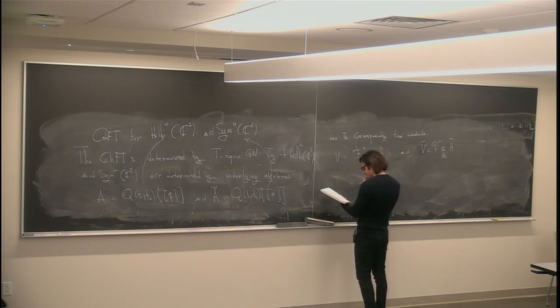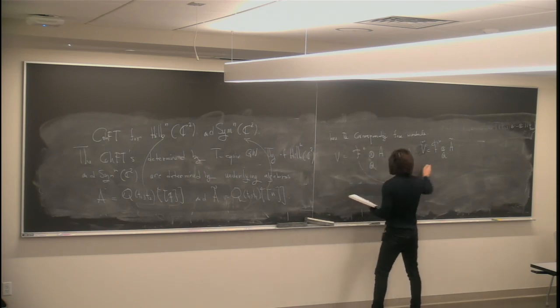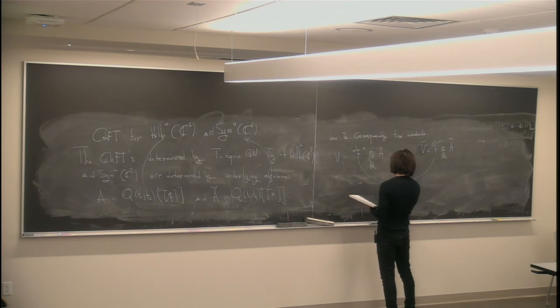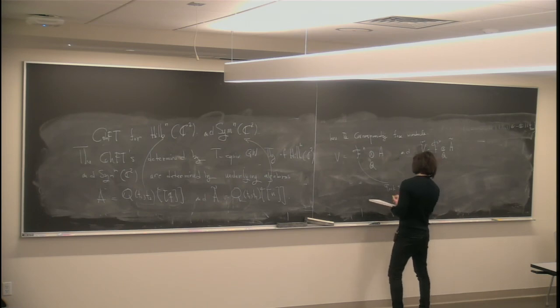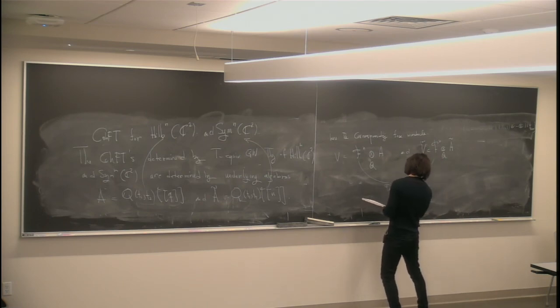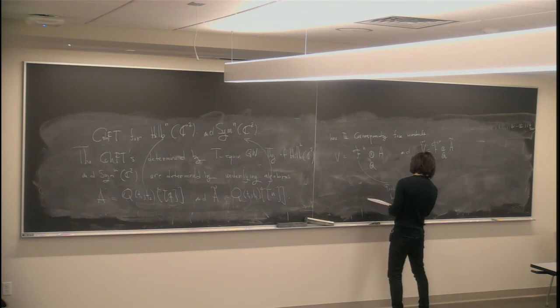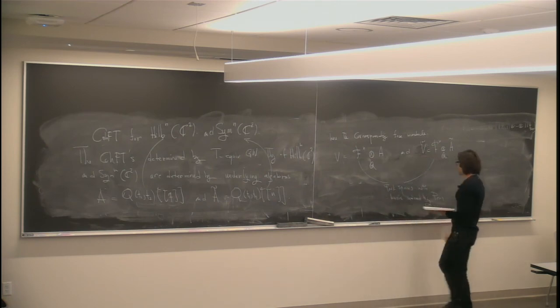And these are the Fock spaces. So both of these are Fock spaces with basis indexed by partitions of this integer n.